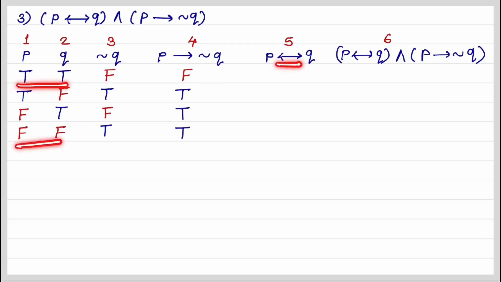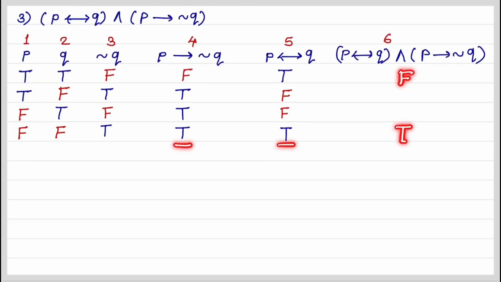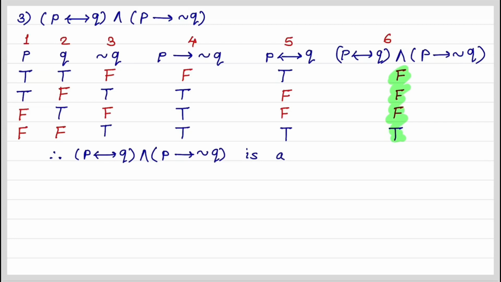Then double implication. P double implies Q. We know double implication is true when both the statements have same truth value, otherwise it is false. Next we have to take conjunction of these 2 statements. T and T is equivalent to T. See where this condition is satisfied? At 4th entry, last entry, and all other entries will be false. Observe the last column. Not all entries are F and not all entries are T. Therefore, P double implies Q and P implies negation of Q is a contingency.